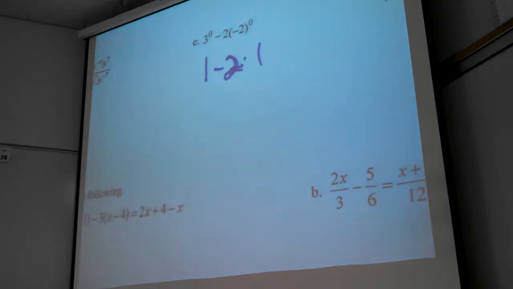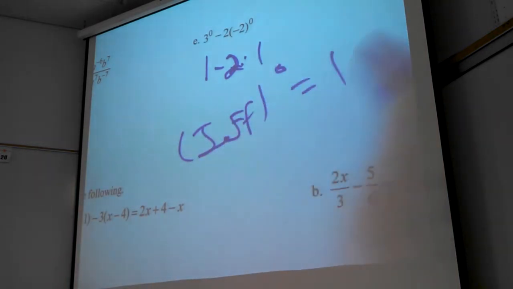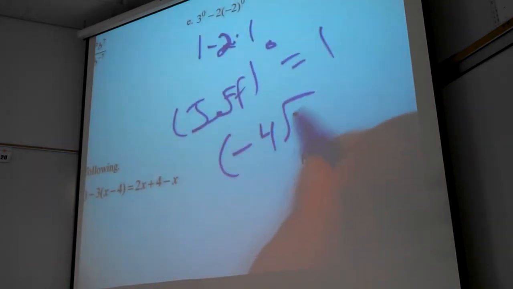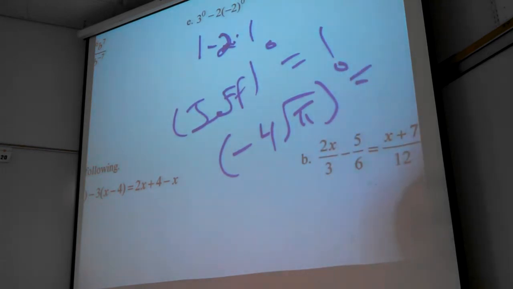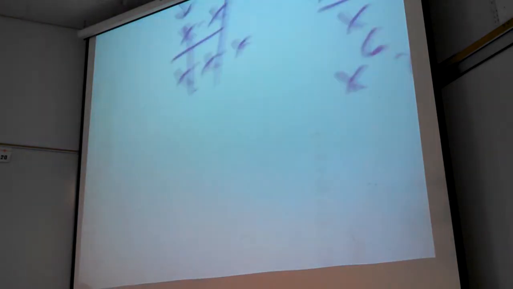It didn't matter if it's a negative or not. It's always going to be 1. Anything to the 0 power is 1. So what's Jeff to the 0 power? 1. What's negative 4 square root of pi to the 0 power? 1. I don't care how freaky the inside is. As long as it's not 0, anything to the 0 power is 1. Done. Don't say there's a negative. No, who cares? It's 1. And another way to look at that.